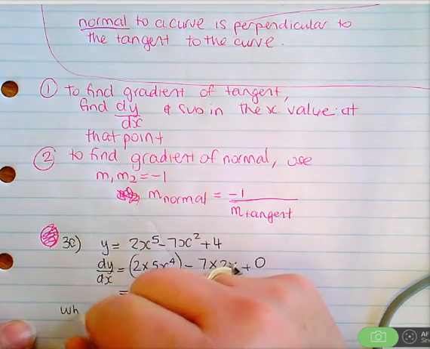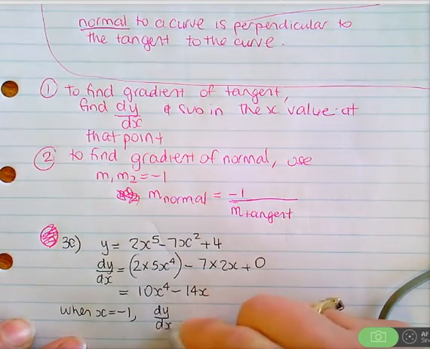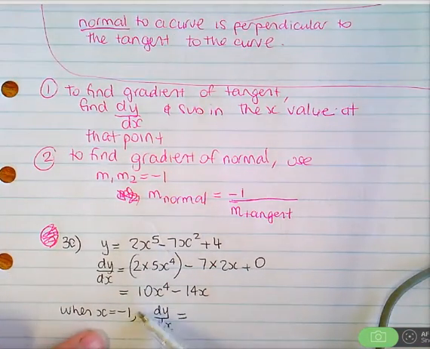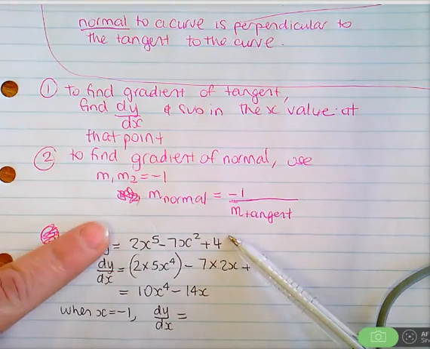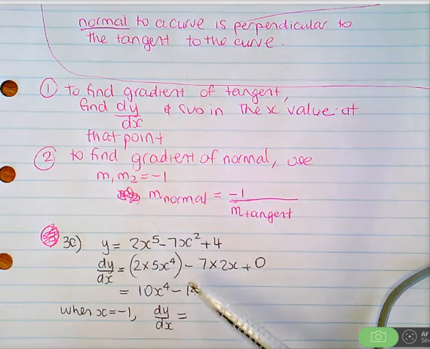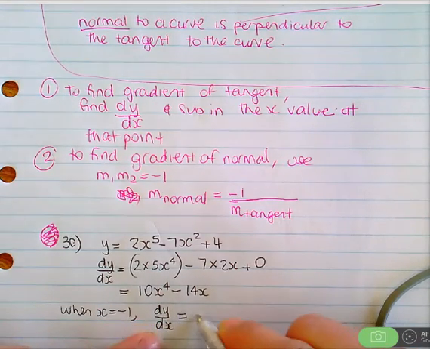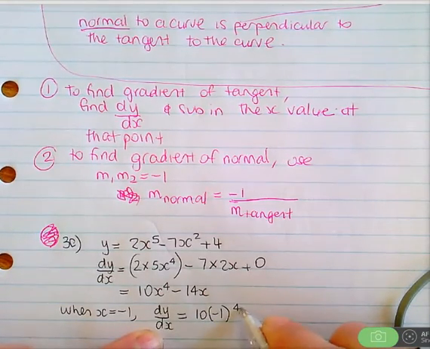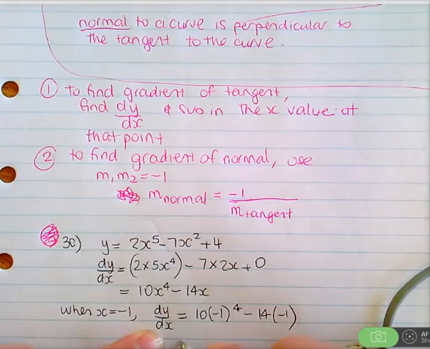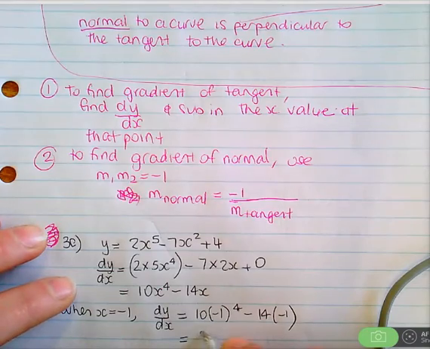So, when x equals -1, dy dx is, so do you know why I'm substituting x is -1? Because I want the gradient of the tangent where x equals -1. There's my gradient function. The gradient function gives me the gradient of the curve at any point I choose. So when x equals -1, dy dx is 10 times -1 to the power of 4 minus 14 times -1, which is positive 10 actually. 10 plus 14 is 24.